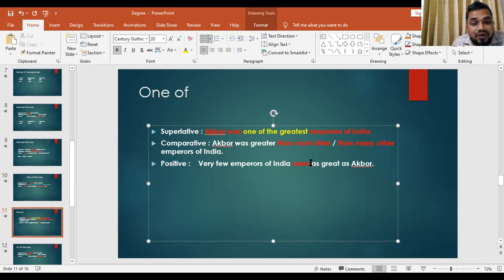Why were? Because emperors is a plural noun. For a plural noun, we are using were here, not was. In the positive degree, you have to write were. When it is the one-of formula, you have to remember this. So by only three sentences you are able to learn degree, you are able to finish all the rules of degree. That's all about the one-of formula.